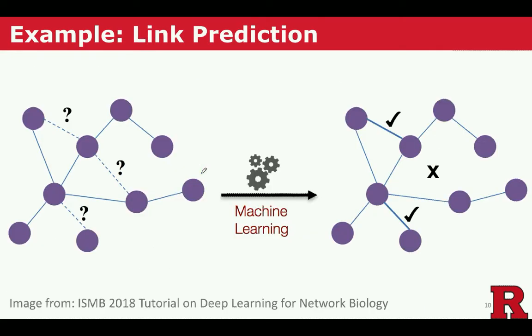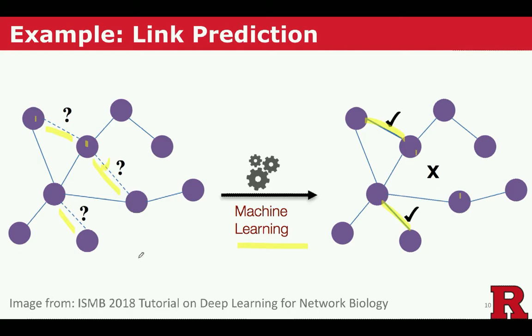For link prediction, usually there are some hidden links. For example, those edges are hidden, they have question marks, so we don't know whether these two nodes are really connected or not. The machine learning model needs to differentiate the true hidden links from some false links. So these two are actually true hidden links, and this one is actually a false edge. So this is the link prediction task.